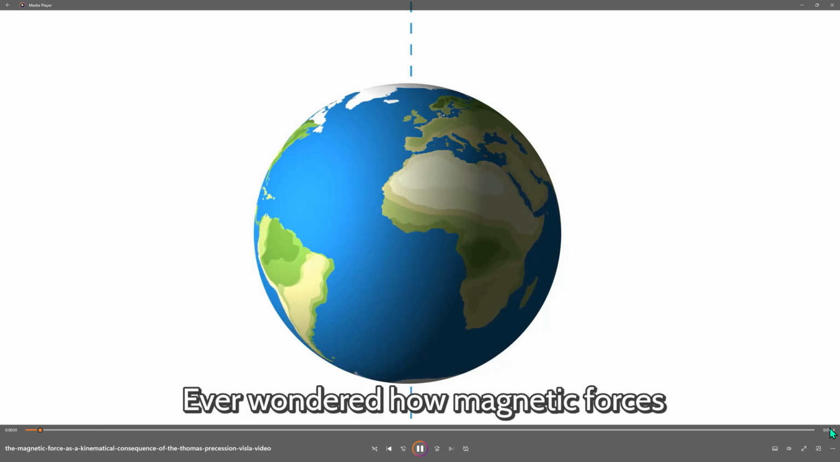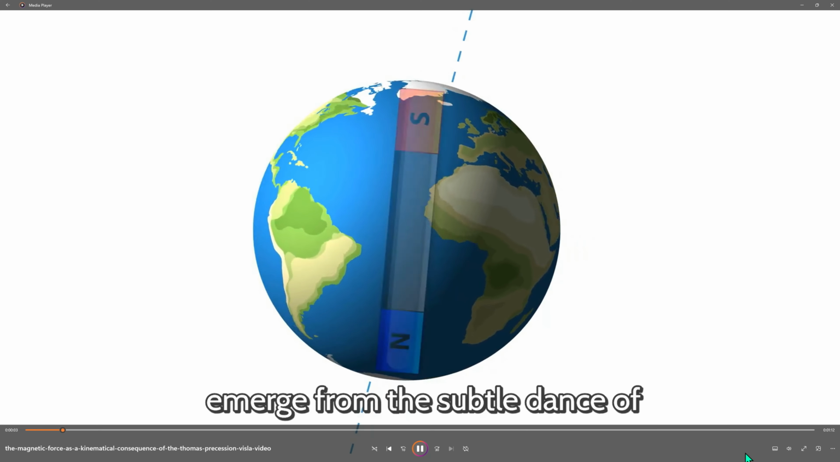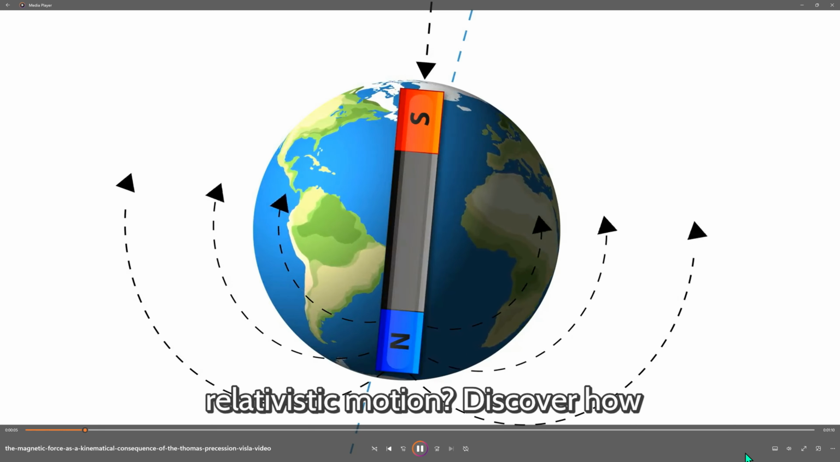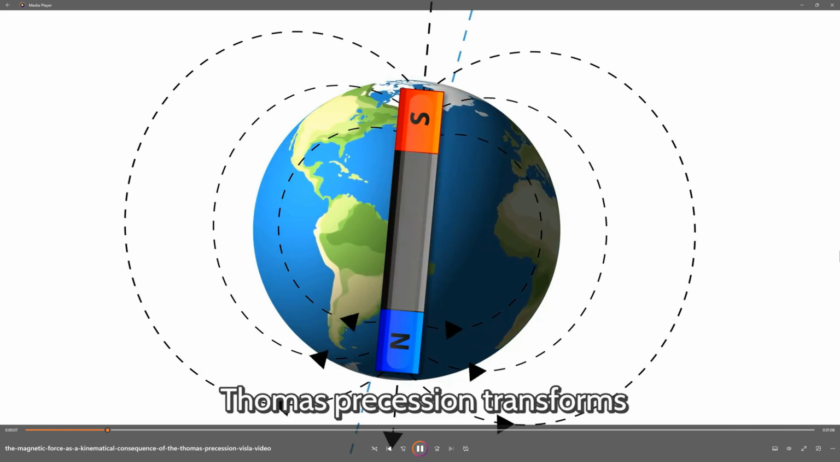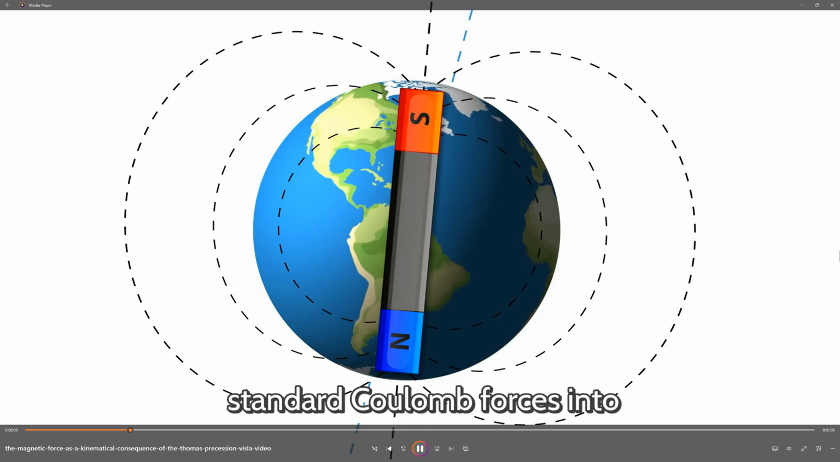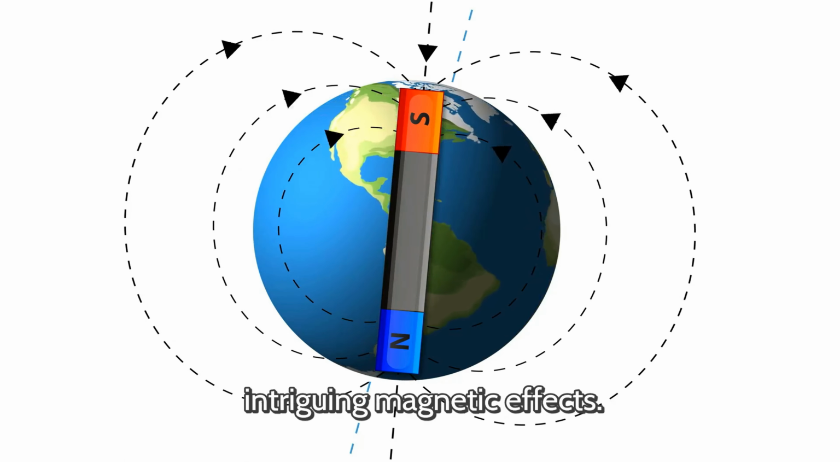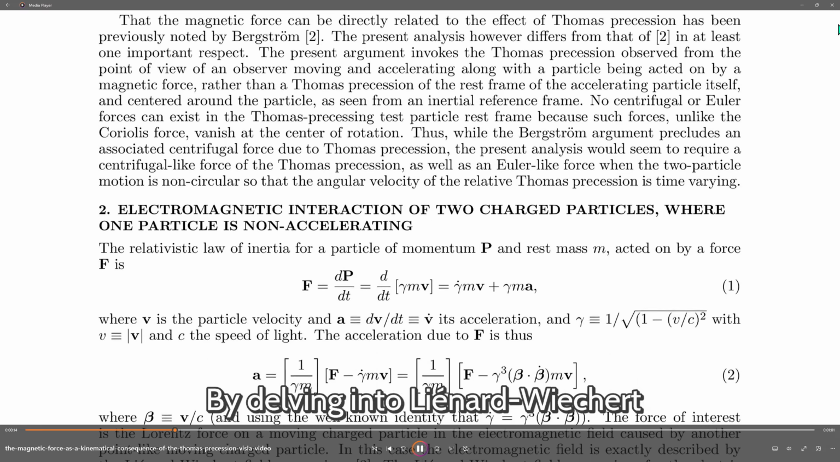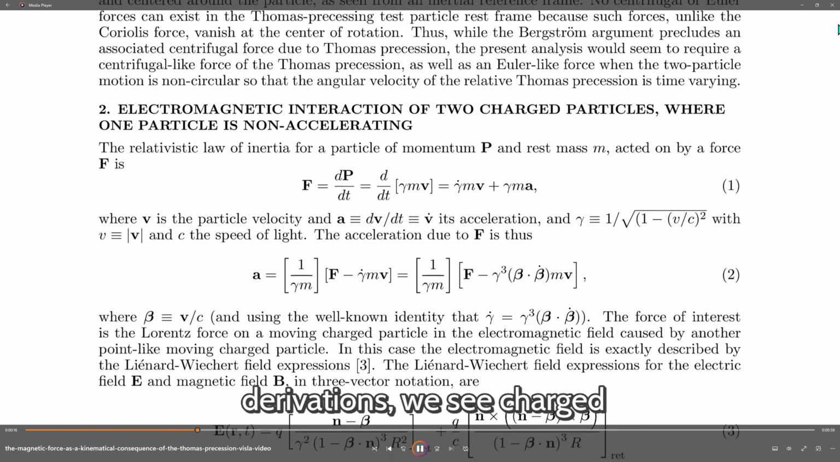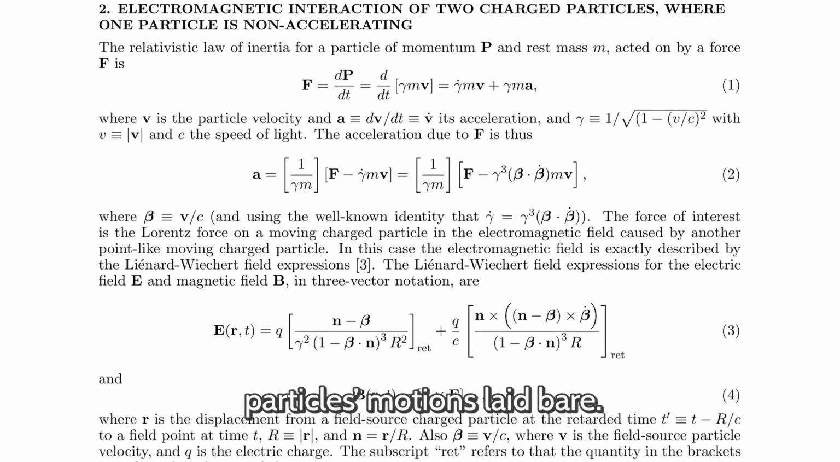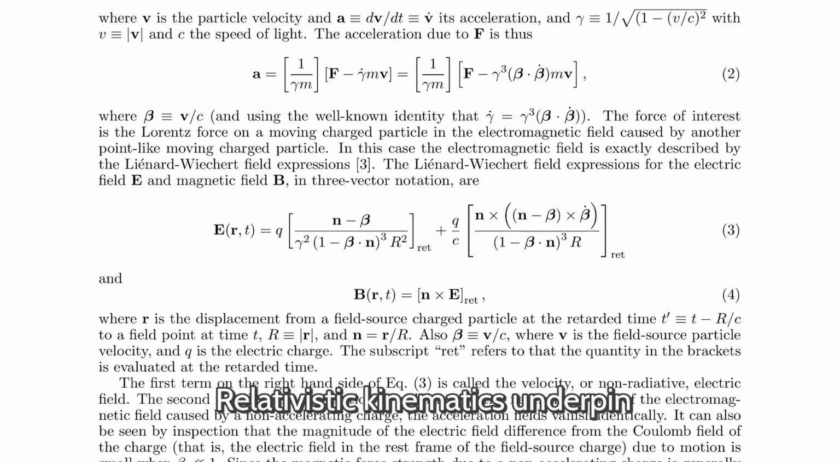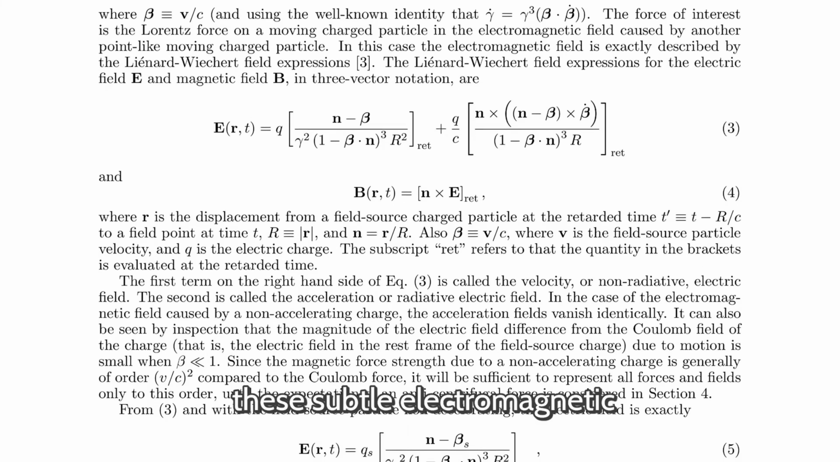Ever wondered how magnetic forces emerge from the subtle dance of relativistic motion? Discover how Thomas precession transforms standard Coulomb forces into intriguing magnetic effects. By delving into Liénard-Wiechert potentials and Lorentz force derivations, we see charged particles' motions laid bare. Relativistic kinematics underpin these subtle electromagnetic interactions.